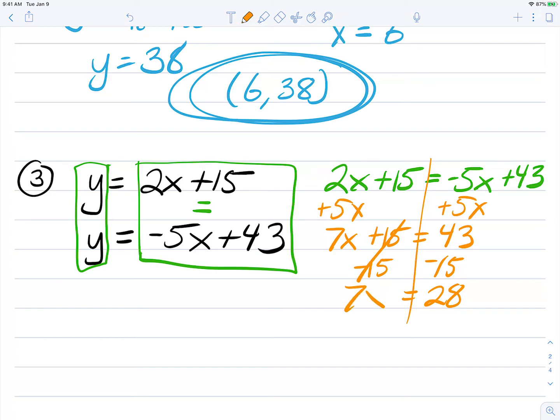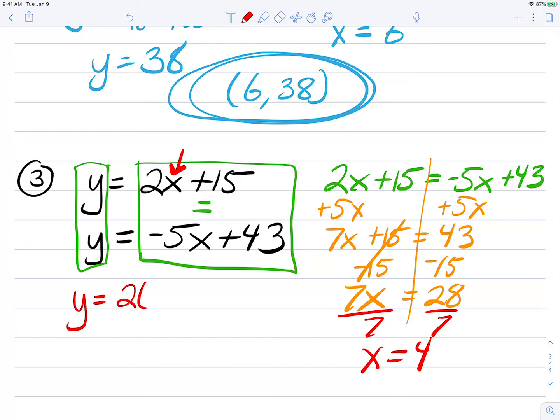That's gone. And if I divide both sides by 7, I get x equals 4. So again, that's the first half of my answer. Now I'm going to plug x equals 4 into my top equation, mostly because I don't want to deal with that negative 5 or that 43. But if I put it in there, I'd still get the same answer.